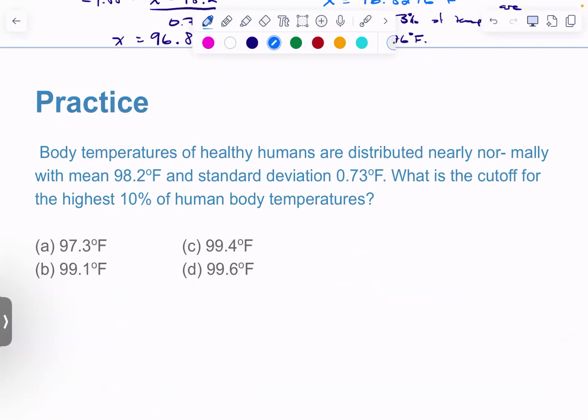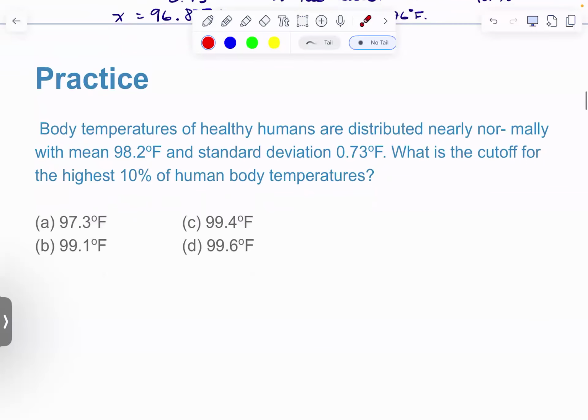Try again. Same distribution, looks like. And some copy paste typos, not really. What's the cutoff for the highest 10% of body temperatures? Again, as soon as you see that something is distributed nearly normally, with a mean of 98.2 and a standard deviation of 0.73, right away, you're just going to sketch the curve.